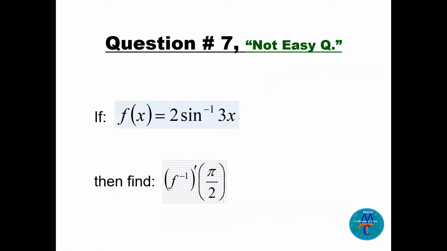Question number 7 again is not an easy question. You can try it yourself if you want, and then you will see the details on the next maybe 2 slides. f of x will be 2 inverse sine of 3x. Let's find the derivative of the inverse at pi over 2.